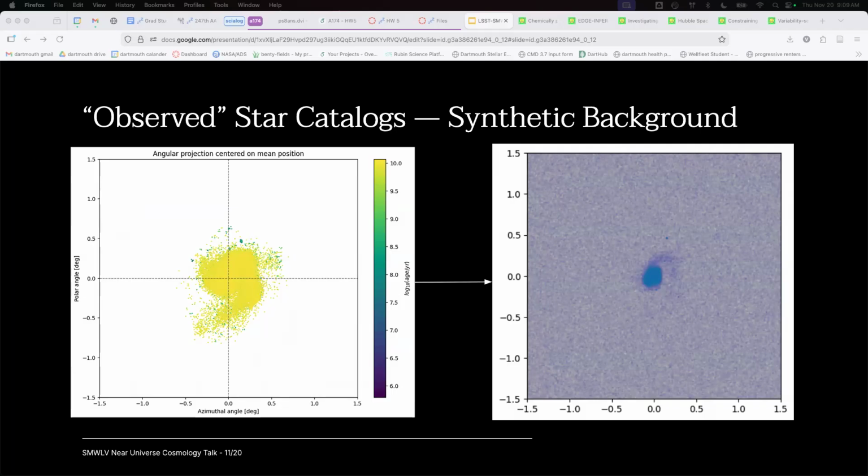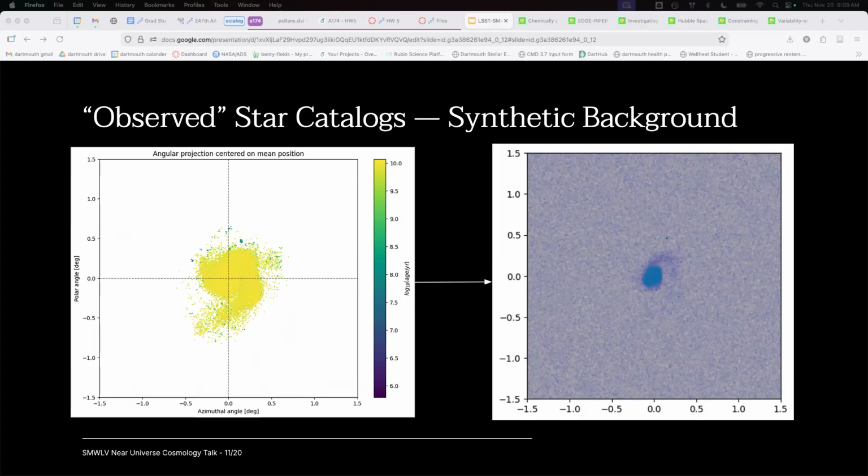So we keep the surface density the same on the sky. We fix the density as a function of color and magnitude, and we randomly draw points to populate a CMD in a realistic way, holding those things consistent. And then we just kind of stick the dwarf in there.